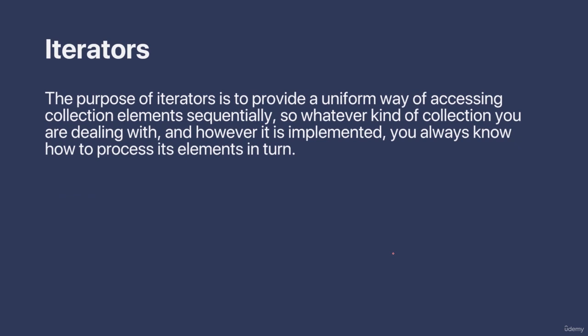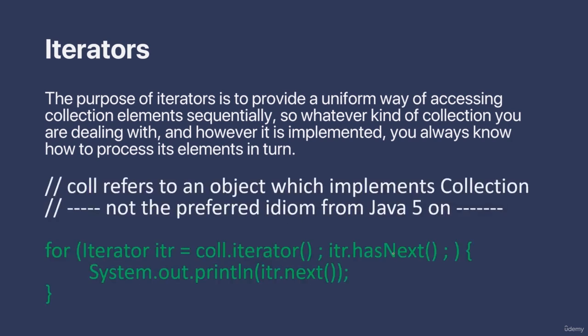Iterators. The purpose of iterators is to provide a uniform way of accessing collection elements sequentially. So whatever kind of collection you are dealing with, and however it is implemented, you always know how to process its elements in turn. So we have a collection here. Coll, C-O-L-L, refers to an object which implements collection. This is not the preferred idiom from Java 5 and so on. So we were using for, and we have used collection.iterator. Iterator has next, and the increasing order is not specified here, and we are printing every element in this collection, but this is not the preferred way now.